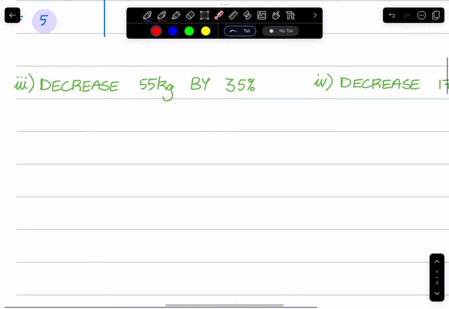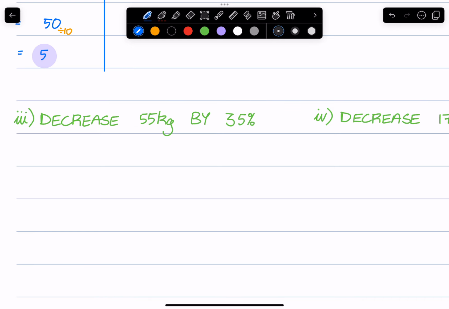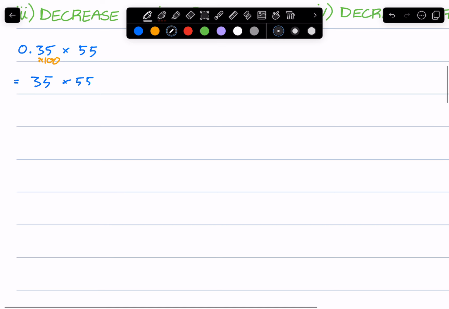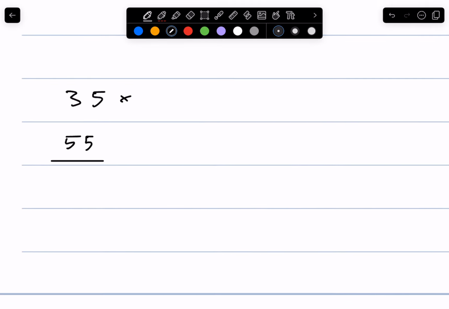I'm going to move to this one where it's decreasing with a slightly harder percentage calculation, but really it's the exact same thing. So it's going to be 0.35. This is 35% of 55. This means we need to multiply this by 100 to make it a whole number. And this we need a column multiplication. So I'm going to do this below here. So 35 times 55, which we can calculate.